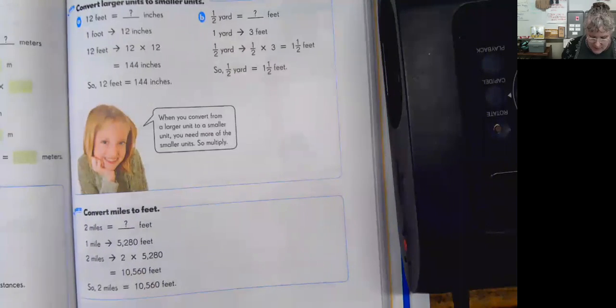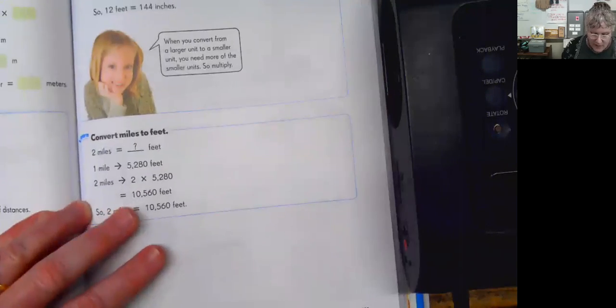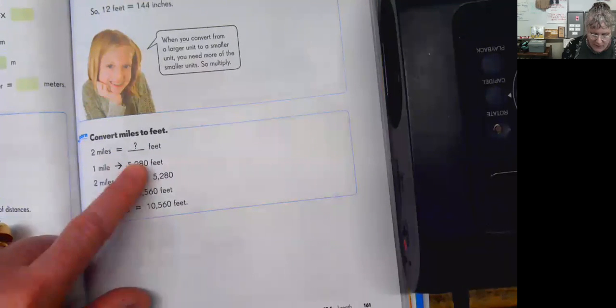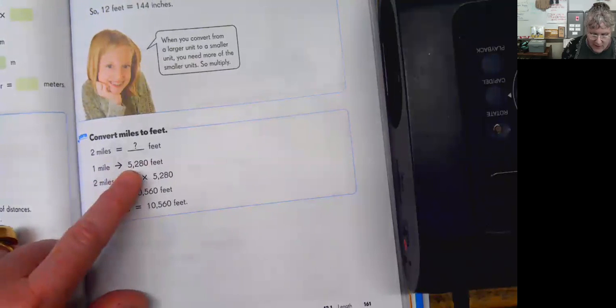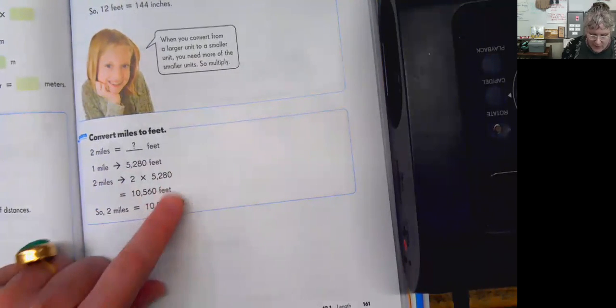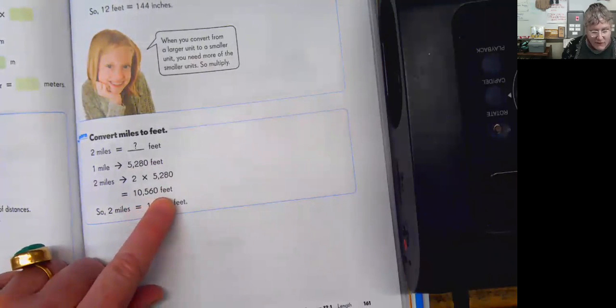All right, let's look at this last one. Converting miles to feet. If I have 2 miles, how many feet do I have? 1 mile is 5,280 feet. 2 miles is 2 times that number, which is going to be 10,560 feet.